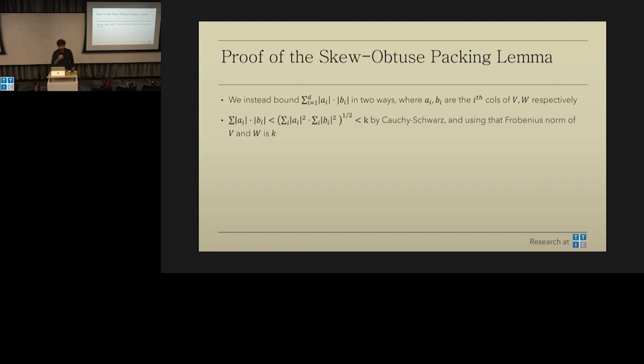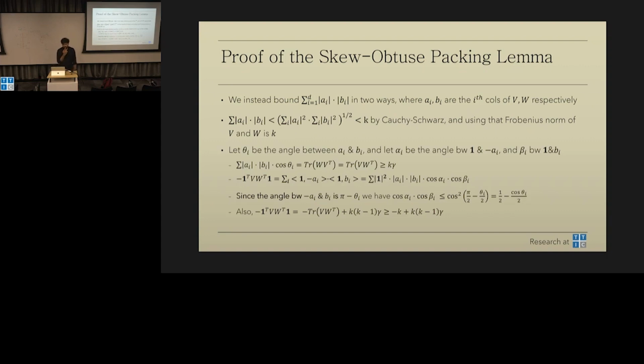So just by Cauchy-Schwarz, we know it is at most k. If you just use Cauchy-Schwarz, you get this nice expression, which is just the sum of squares of entries of each matrix. And since this is just the Frobenius norm, you get that this is k.